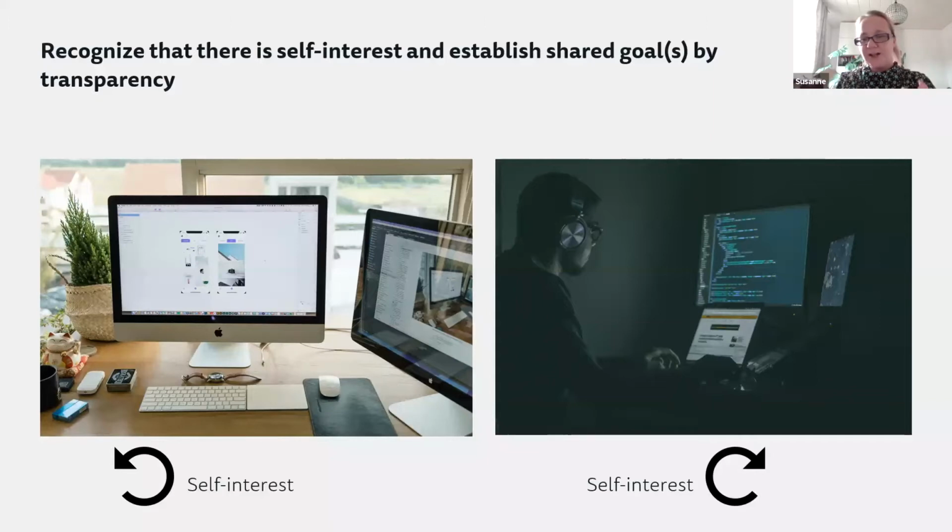So the very start of working together is to accept that there is a self-interest, and it's okay. This is the first step. And the second is, okay, there is a self-interest, so let's make it transparent so that the other can understand why I act differently on tasks or opinions than he or she does. This is the very first step.